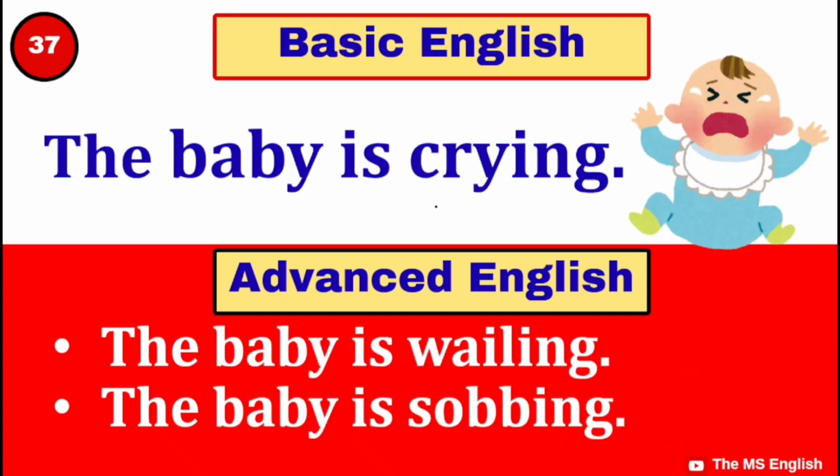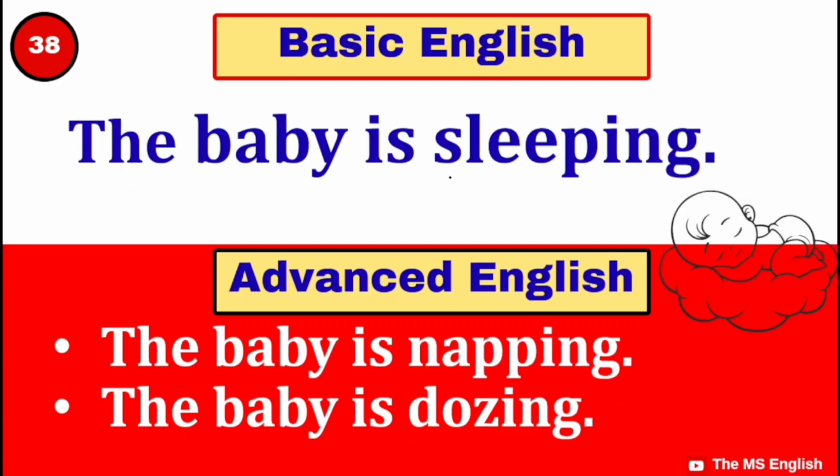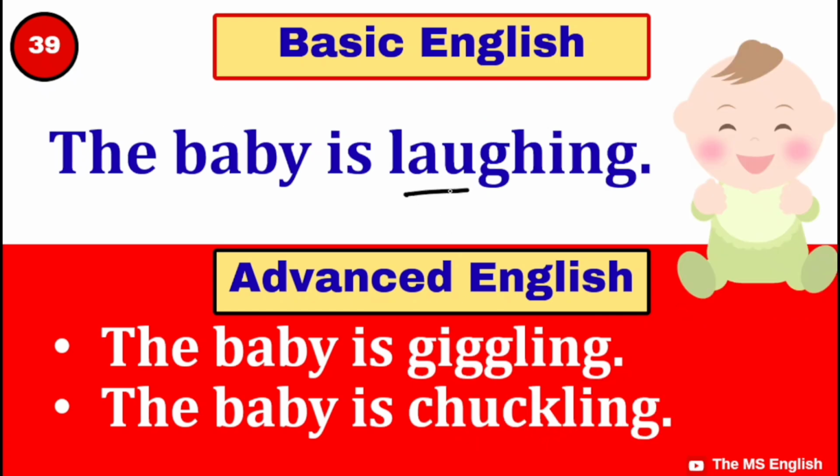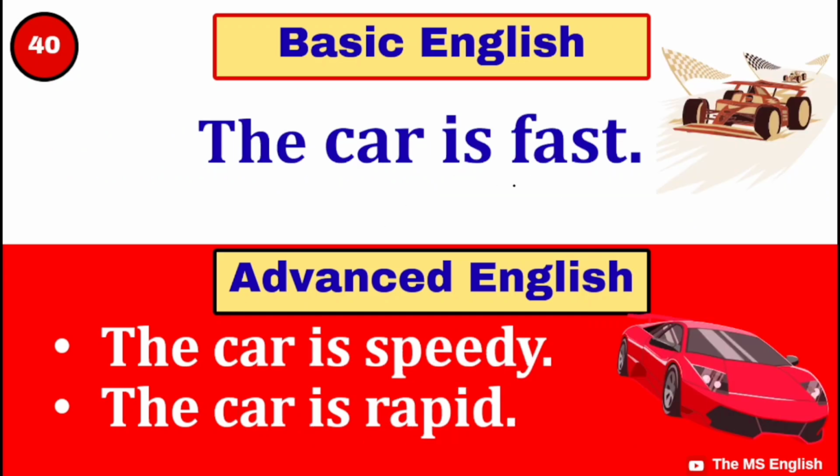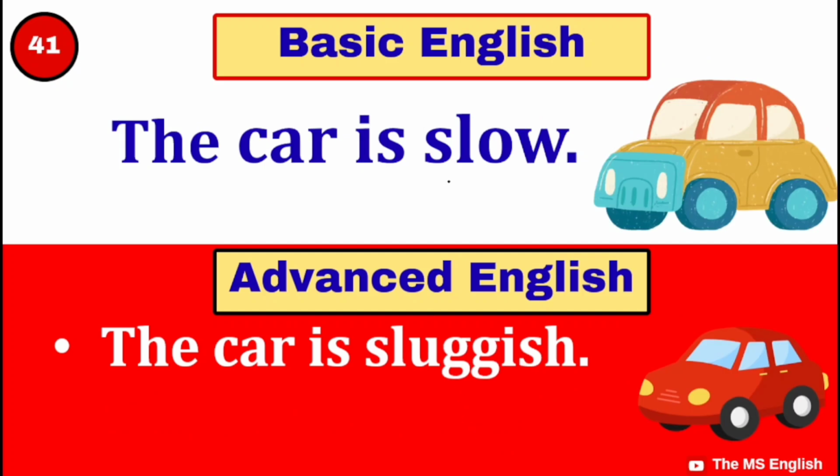The baby is crying. The baby is wailing. The baby is sobbing. The baby is sleeping. The baby is napping. The baby is dozing. The baby is laughing. The baby is giggling. The baby is chuckling. The car is fast. The car is speedy. The car is rapid.